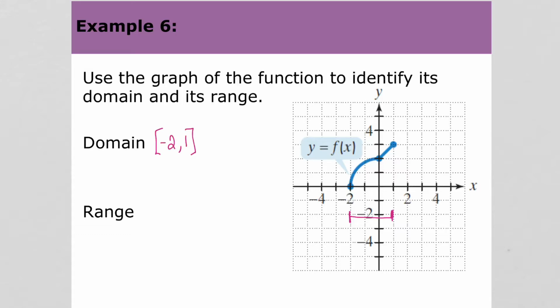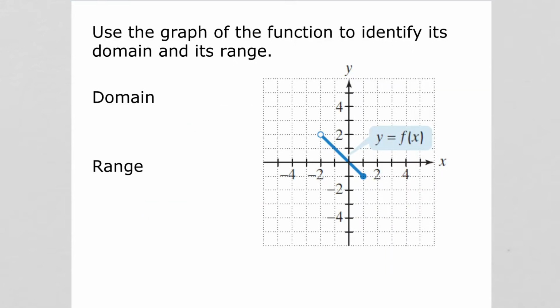And we use brackets because that is including the x value of negative 2 and of 1 because of those solid dots. Then the range are the y values. So starting from the bottom, moving up, we are starting with a y value of 0 and moving up to a y value of 3. Again, because of the solid dots, they're included. So we've got bracket, 0, 3, close bracket.